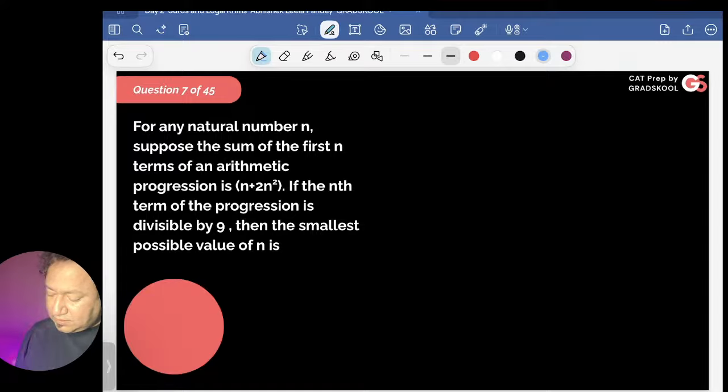For any natural number n, suppose the sum of the first n terms of an AP is n plus 2n square. If the nth term of the progression is divisible by 9, then the smallest possible value of n is what? Nice question.